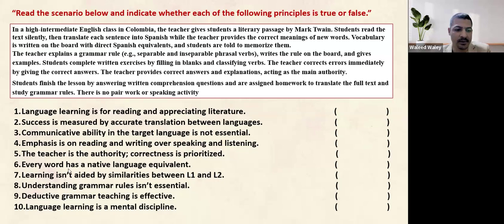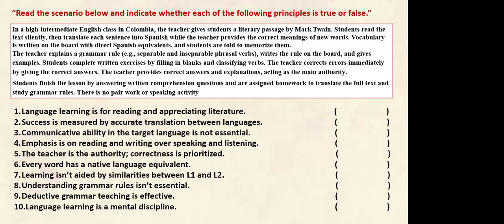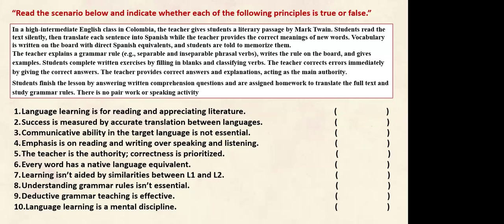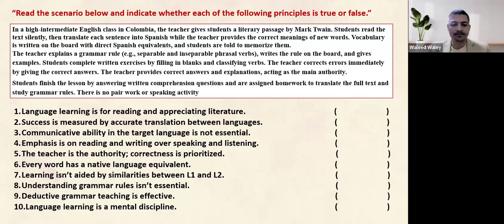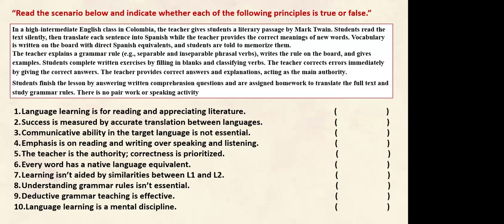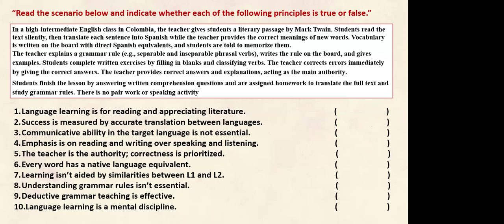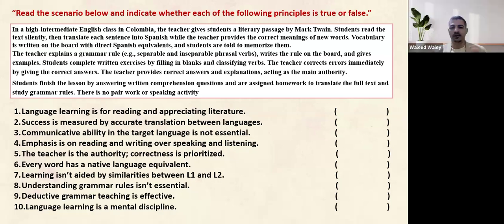And here number four, emphasis is on reading and writing over speaking and listening. Correct. The teacher is the authority and correctness is prioritized. Correct. Do you all agree that it's correct, guys? Yes, it is. And then number six here, every word has a native language equivalent. Correct. Yeah, so in this method, they have to translate everything.